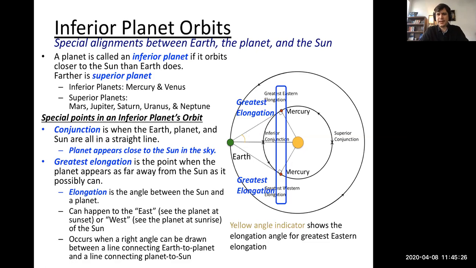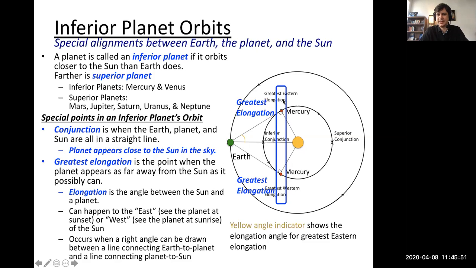So notice that we can get these greatest elongations where we can make this angle as big as possible. If this is a perfect circle, we'll have one on this side and one on this side. So we have greatest eastern elongation over here and greatest western elongation. Why is this one eastern and this one western? Remember that the Earth is rotating counterclockwise. If we're looking down on the North Pole, the direction that the Earth rotates is east.